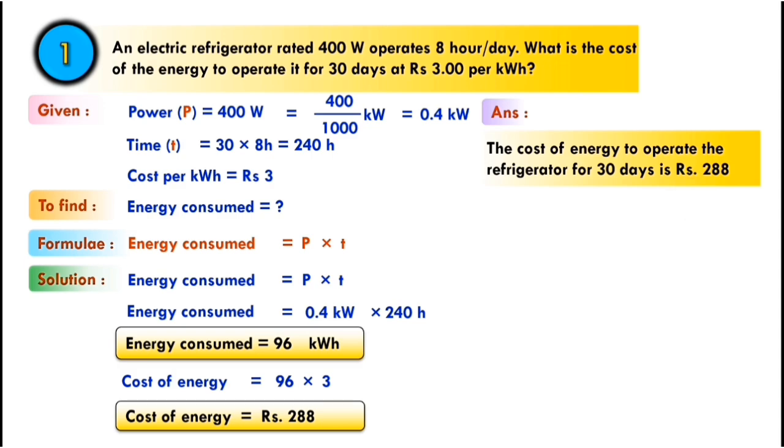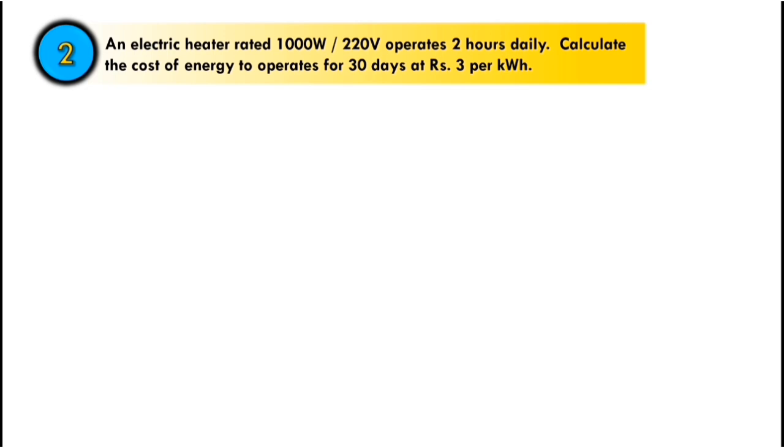I hope everybody understood. Now see question number 2. An electric heater rated 1000 watt upon 220 volt operates 2 hours daily.